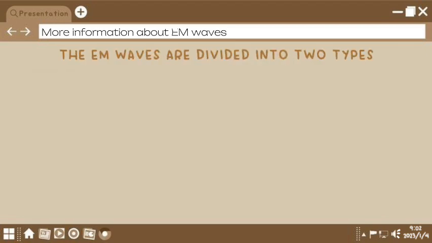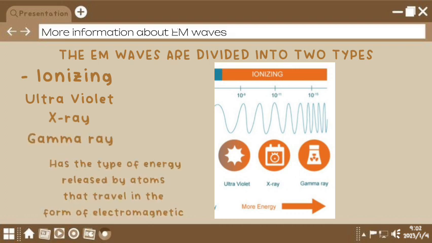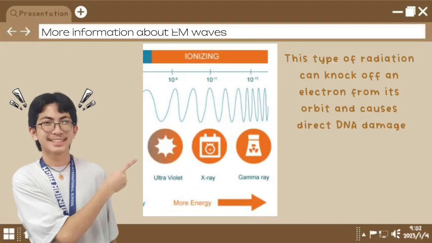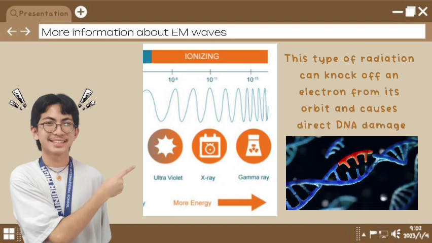The EM waves are divided into 2 types of waves, and that is the ionizing, in which the electromagnetic spectrum UV light, X-ray, and gamma ray are included, and has the type of energy released by atoms that travel in the form of electromagnetic waves. Also, this type of radiation can knock off an electron from its orbit and causes direct DNA damage that results in genetic mutation.